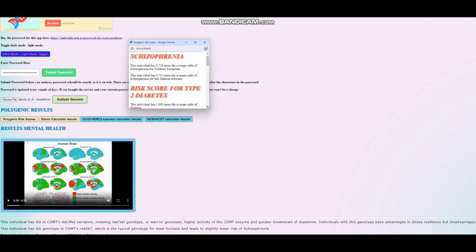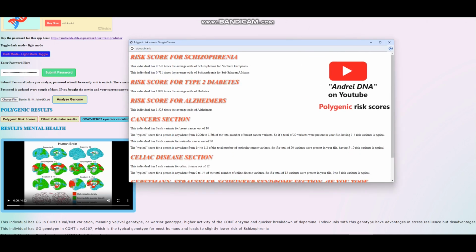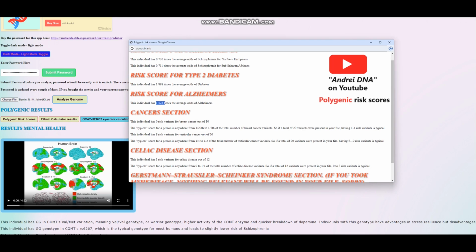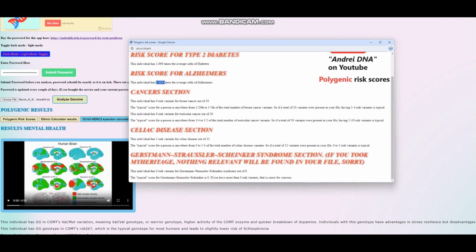So for polygenic risk scores, it looks like he's got a slightly below average score for schizophrenia, a high score for type 2 diabetes, and a slightly above average score for Alzheimer's. When it comes to cancers, it looks like he doesn't have any risk variants for breast cancer, really good. 8 risk variants for testicular cancer out of 20, also kind of good. Not so much good, that's just pretty much average result.